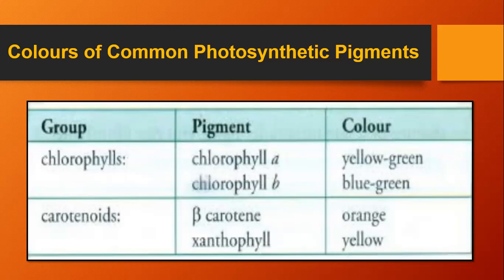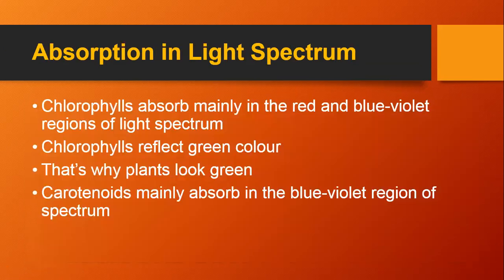And then xanthophyll is of yellow color. So these are the colors of commonly occurring photosynthetic pigments: chlorophyll A, chlorophyll B, beta carotene, and xanthophyll. These are the colors of these photosynthetic pigments. Now, once again, coming to this point: how do different pigments differ from each other as far as their absorption in the light spectrum is concerned?